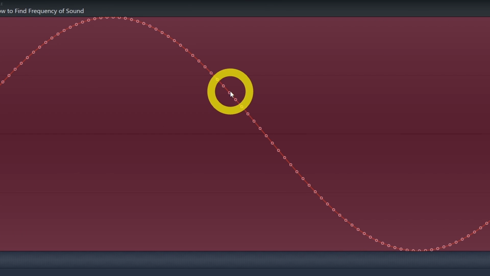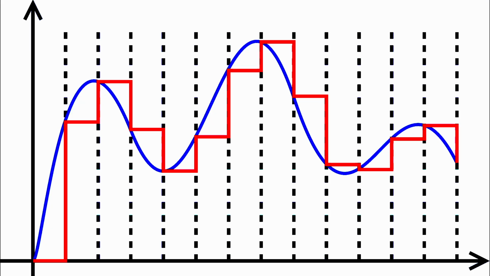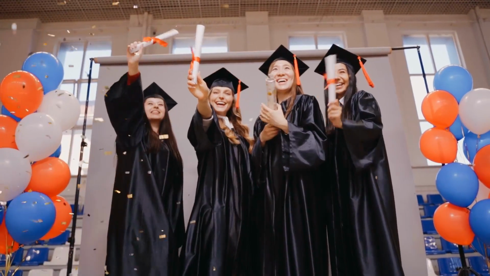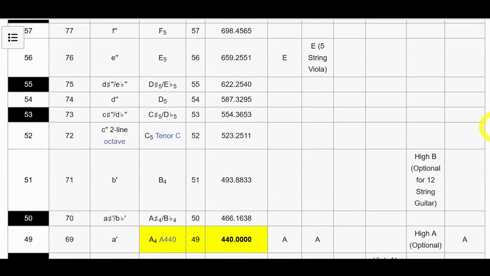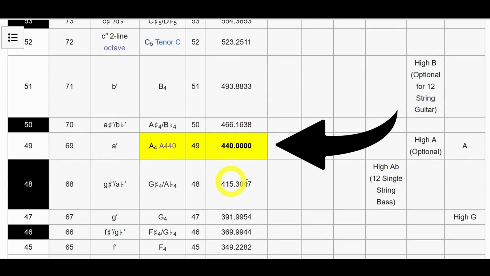But wait, shouldn't it be 440 Hz? Yes, but this is as precise as you can get. The result can deviate ever so slightly due to the nature of digital audio and rounding numbers. But hey, you don't need an A+ to graduate. In many cases, the exact frequency corresponds with a musical note, which is 440 Hz in our example.